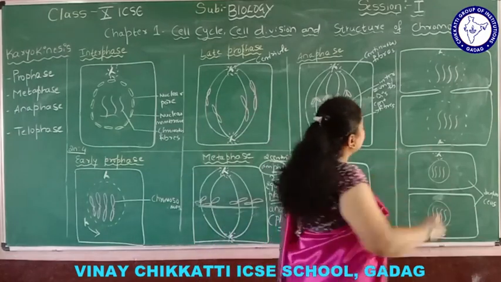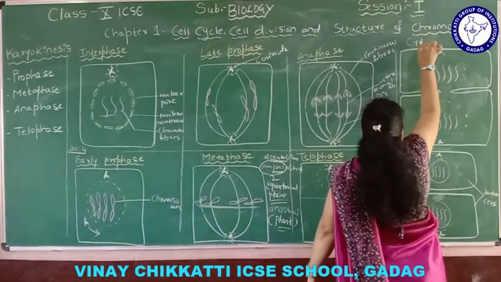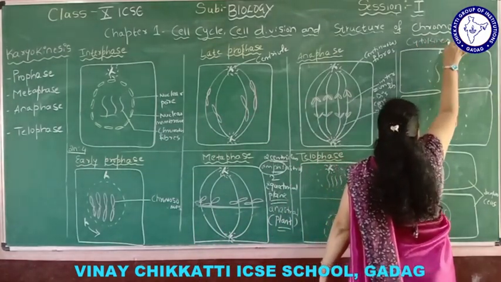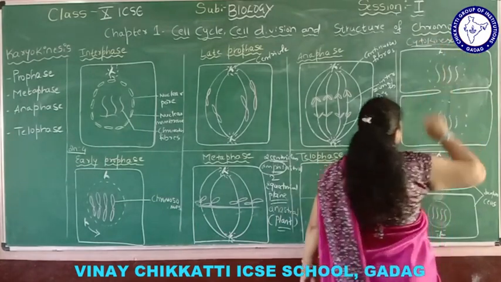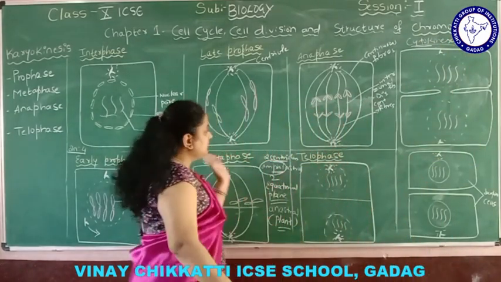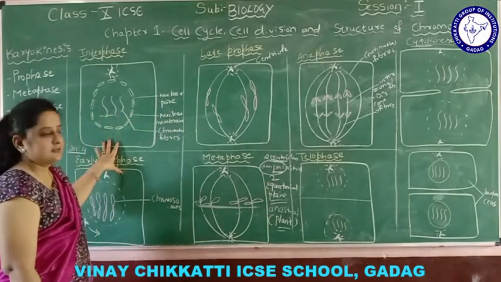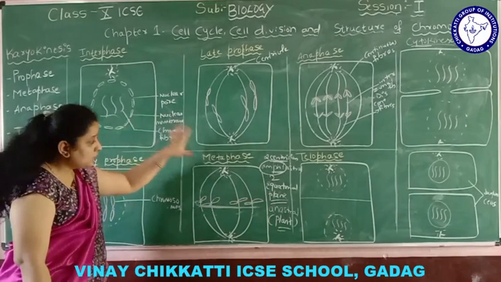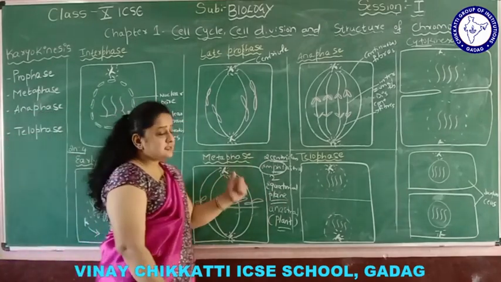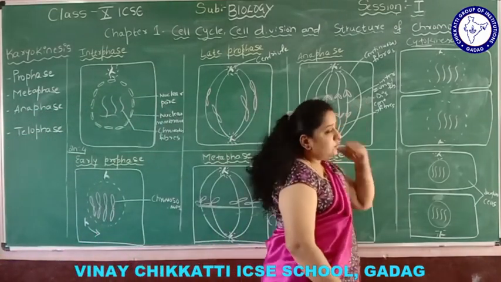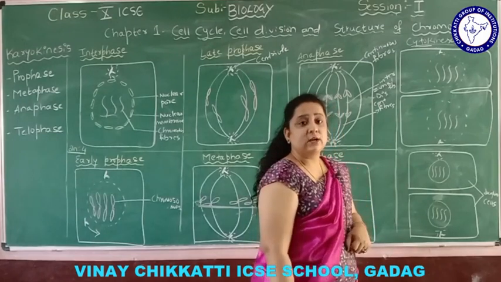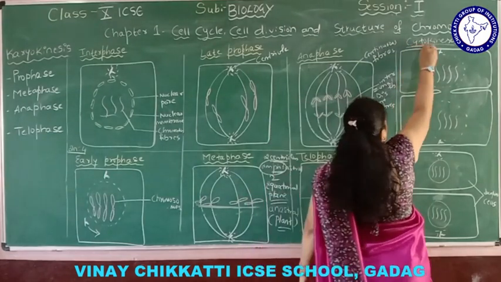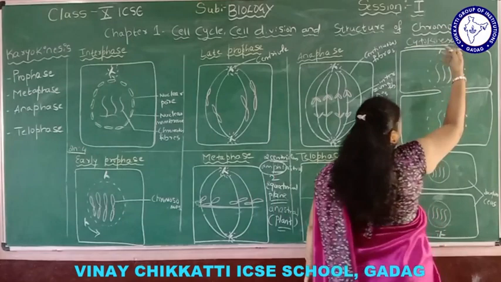Next, coming to cytokinesis. As there are 2 steps, karyokinesis and cytokinesis. This entire thing is called karyokinesis. In all these stages, division of the nucleus has taken place. The nucleus has undergone division, so we call it karyokinesis. Cytokinesis means division of the cytoplasm. Cyto is cytoplasm, kinesis again means to divide or to split.